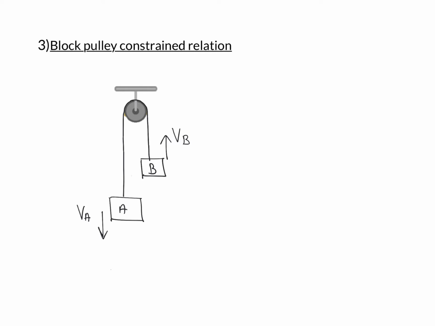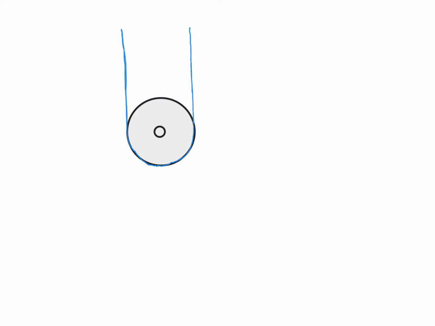So as we know that if this string is inextensible, the velocity of A in downward direction should be equal to the velocity of B in upward direction. So over here about the magnitude of velocity, we can say that the value of Va is equal to Vb for a fixed pulley.